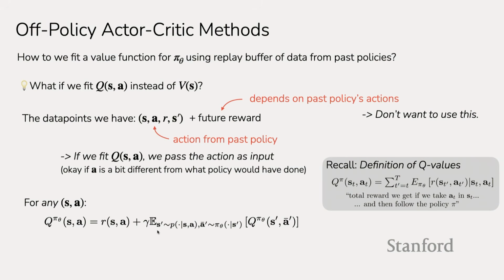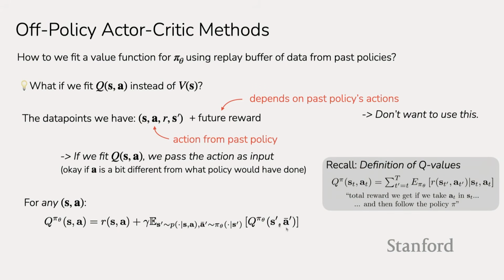It's using S prime; we will be using the data, but it's not using anything after S prime. In particular, we're using our bootstrapped estimate of Q at the next time step. And for the next action, instead of using the action that was taken in our data, we can use the action sampled from our current policy.